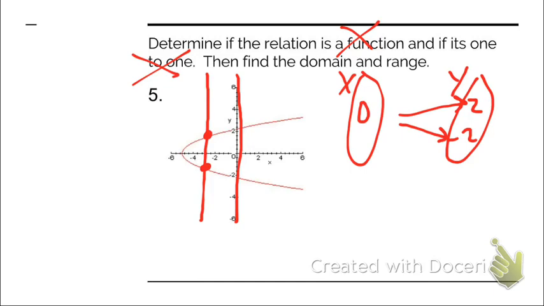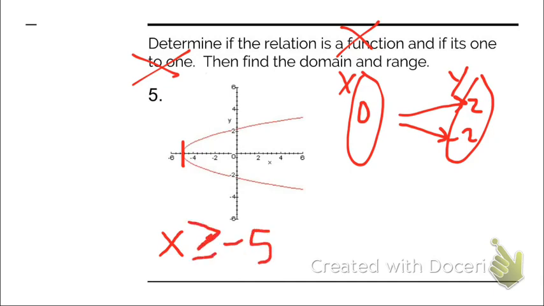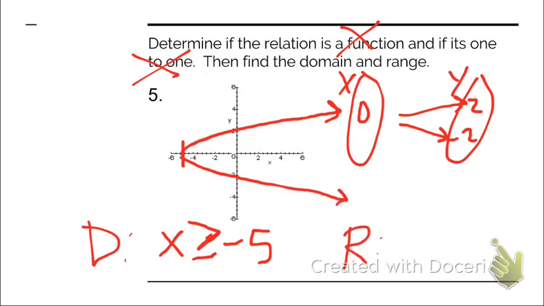The domain, by looking at the graph, you look at all the x values that the graph hits. It's kind of tough to tell, but it looks like the lowest x value is -5. So our domain is going to be all real numbers greater than or equal to -5. As for the range, well, that looks like it's rising and falling forever. So it looks like it's going to hit every y value. So our range is going to be y belongs to the set of real numbers.